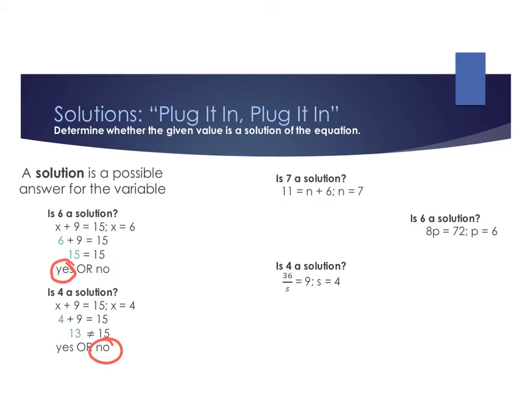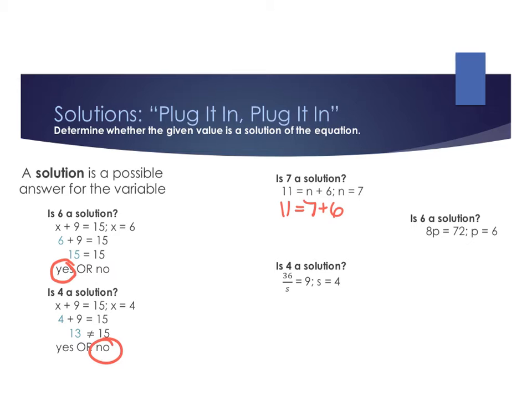So over here on the right side, let's do one together. Is 7 a solution? So we have 11 equals n plus 6. And they want us to try the solution 7 for n. So what I'm going to do next is plug it in. Wherever I see an n, I'm going to write the number 7 plus 6 and bring down everything else. I brought down my plus sign, my 6, my 11, and my equal sign.